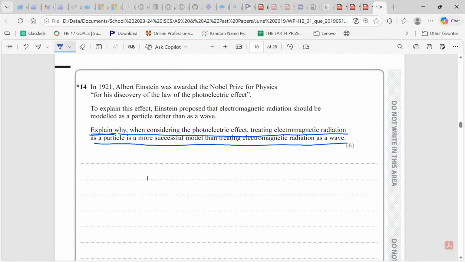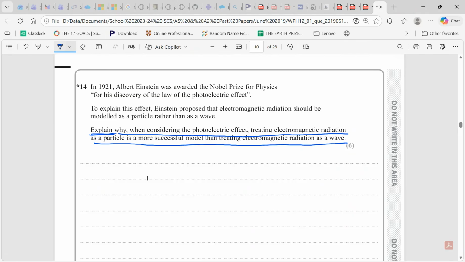Now, jotting down the points does not mean writing your answer twice. It means you just need to jot down briefly what points you think should be mentioned as an answer to this question. So let's first quickly think about what we should include in this answer. I will read the question again to understand and break down what the question wants me to answer.